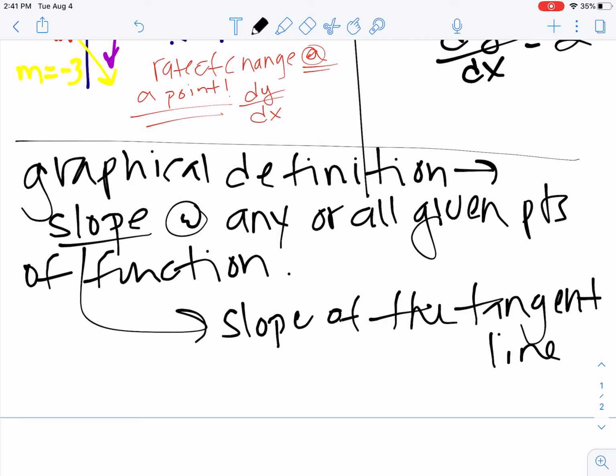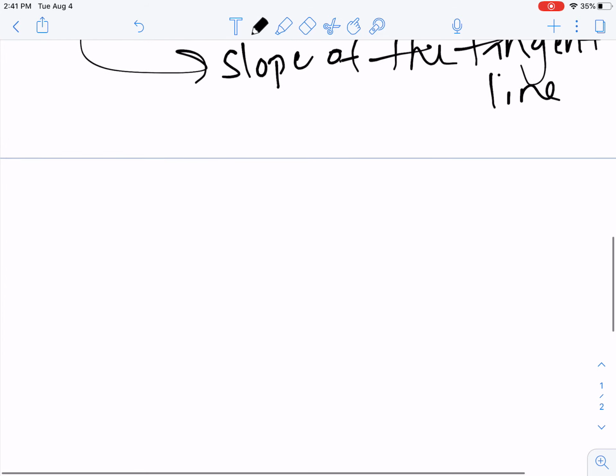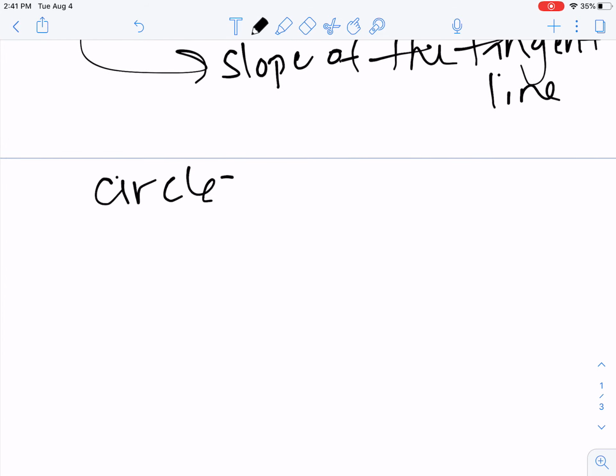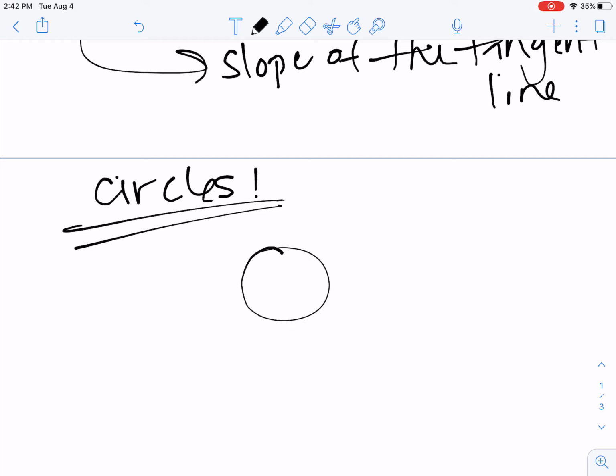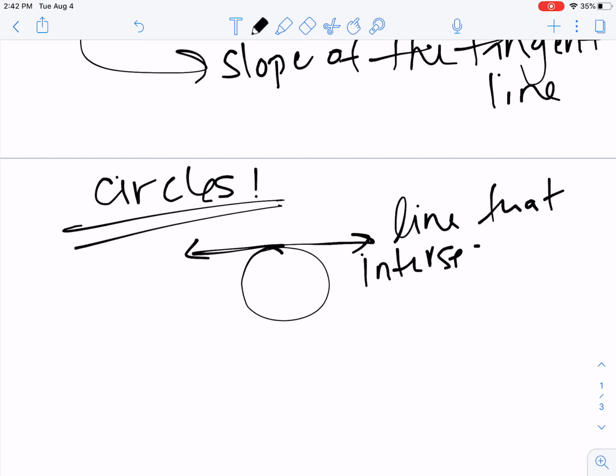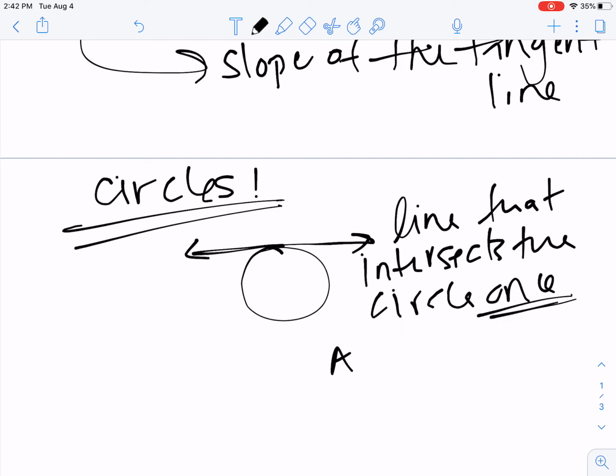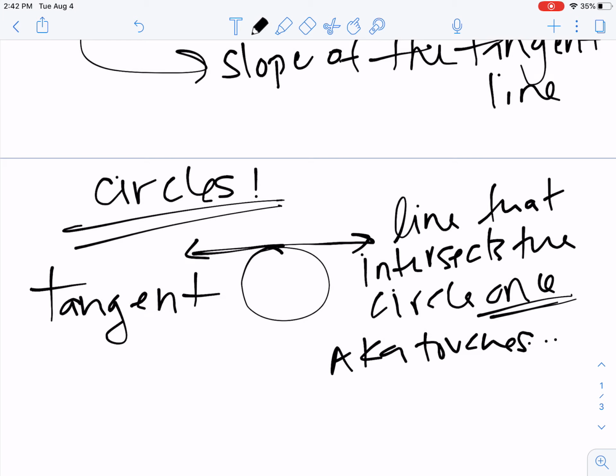Now, maybe you've heard of a tangent line before, maybe you haven't. So we're gonna rewind just a second and talk about circles. What? Crazy, right? But I know that all of you have studied circles at some point, and you learned that a tangent is a line that intersects the circle once, aka touches. Well, that's actually just pretty much the definition of a tangent line in general. It doesn't have to be circle specific. It just means a line that intersects only once.